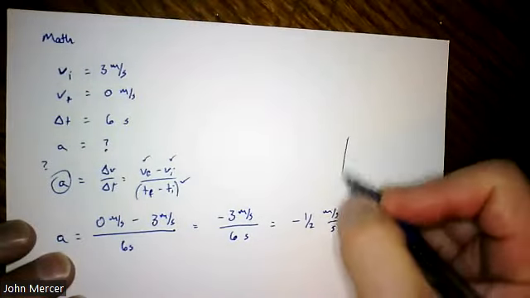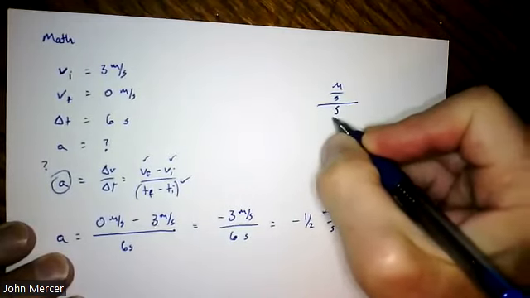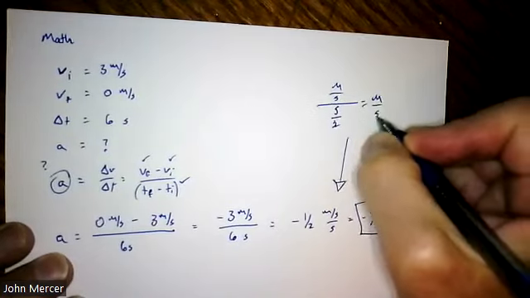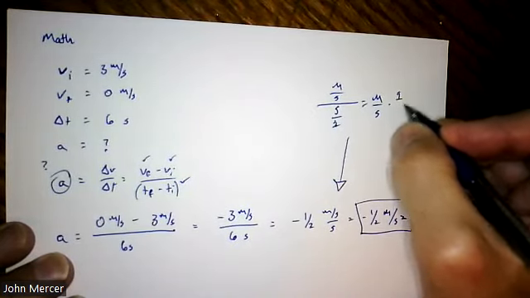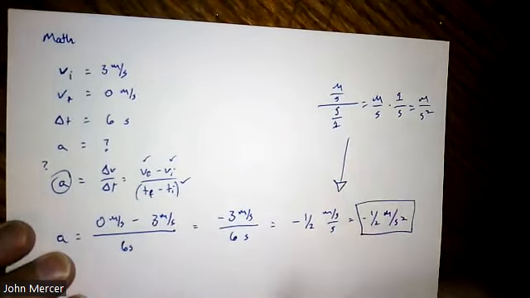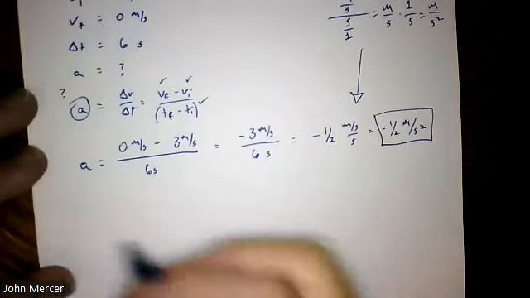And if you don't remember this, meters per second divided by seconds, I make this a fraction, let's go over 1. And that's the same as meters per second times the inverse of the denominator. So 1, you flip it over, s, and you get meters per second squared. Okay. All right, not bad, right? Well, let's change the problem.